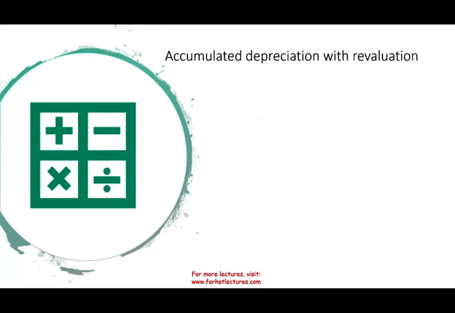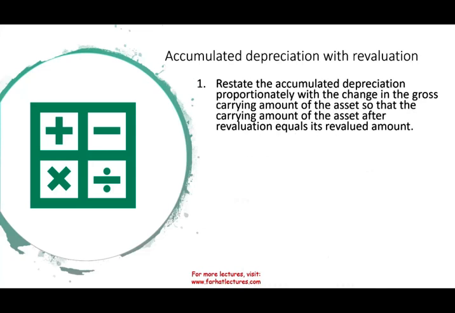So what happens to accumulated depreciation when you revalue the asset? What do you have to do? Because once the asset is revalued, maybe you bought it at 100,000, now it's at 130, or maybe down it's at 70. So what do you have to do with the depreciation? Well, you have two options. You can restate the accumulated depreciation proportionally with the change in the gross amount of the asset. So the gross carrying amount of the asset will change. If your book value is changing, then you have to change the depreciation proportionally so that the carrying amount of the asset after the revaluation equals the revalued amount. So basically, if my carrying amount is changing, I have to change my accumulated depreciation proportionally, okay?